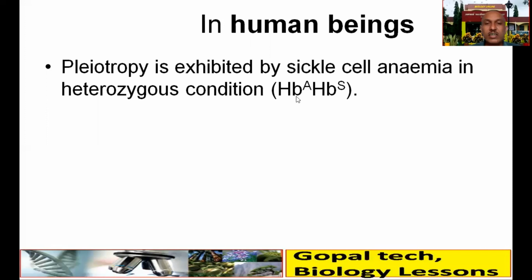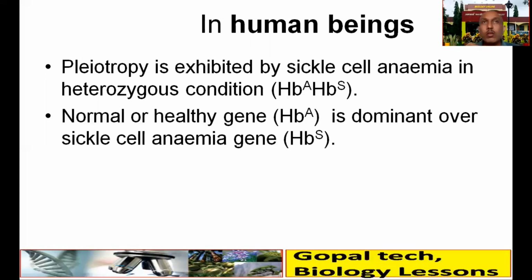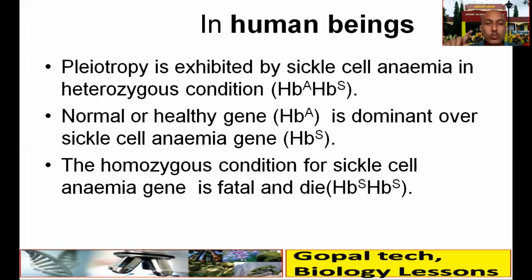In human beings, pleiotropy is also exhibited by sickle cell anemia in the heterozygous condition. Now see the alleles here, the genes. Hb is a gene, HbA and HbS. So 2 alleles. The normal or healthy gene HbA is dominant over the sickle cell anemia gene, that is HbS. So HbA is dominant and HbS is recessive, we can say. The homozygous condition of the sickle cell anemia gene is fatal and the person will die, very dangerous. If both genes are HbS, then definitely he will die.